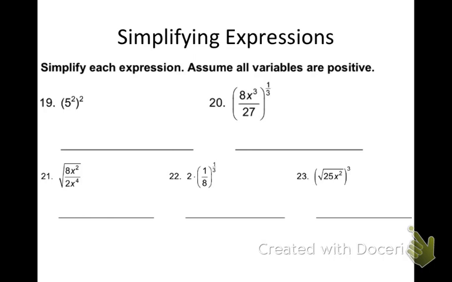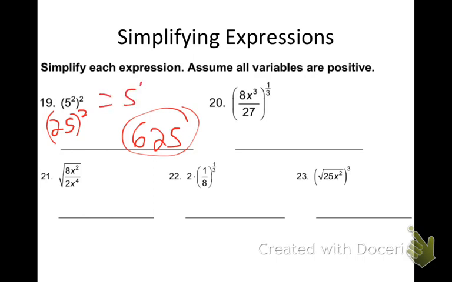All right, number 19 here. 5 squared to the 2nd power. What do you get, Jarrett? 25. 5 squared is 25. 625. Yep. Because you get 5 squared, 25, then you take 25 squared, which is 625. Or you could have just said 5 to the 4th, which is the same thing as 625. Number 20. 8x to the 3rd over 27, all to the 1/3 power.